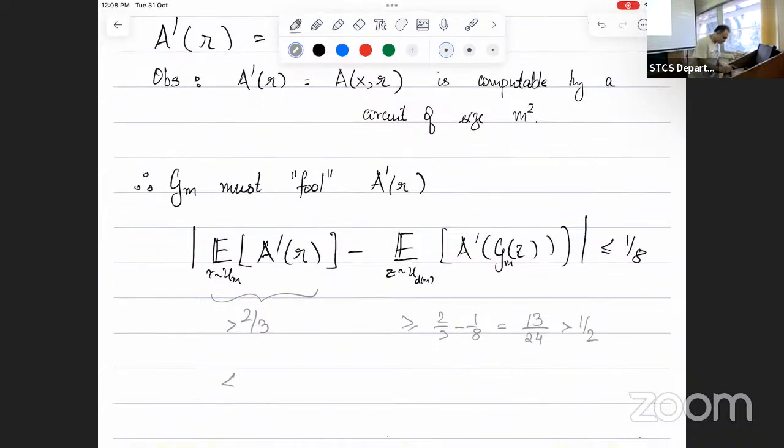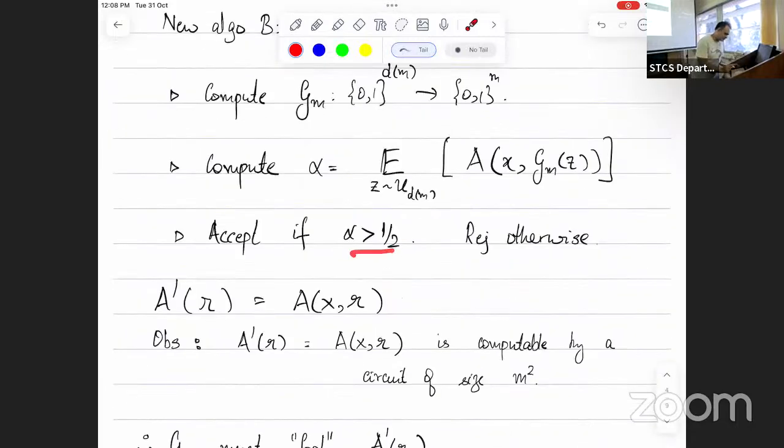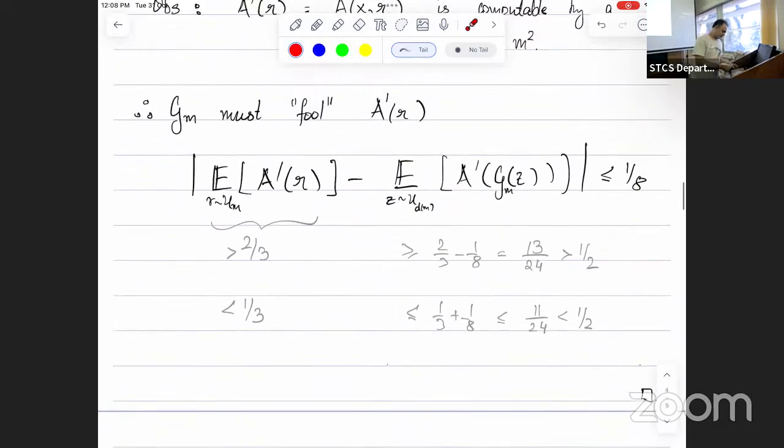On the other hand, if X was not in the language, the no instance, then I know that the left-hand side probability would have been at most 1/3. But then this can be no larger than 1/3 plus 1/8, which is 11/24, which is less than half. So your cutoff of saying that if this alpha turned out to be bigger than half, I will accept, is perfectly sane, because in the yes instance you would have been at least 13/24, and in the no instance you would have been at most 11/24. So you're fine. And the running time is as claimed.